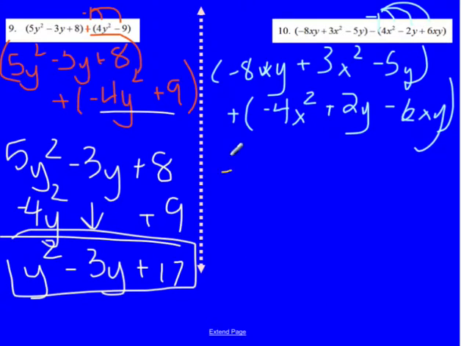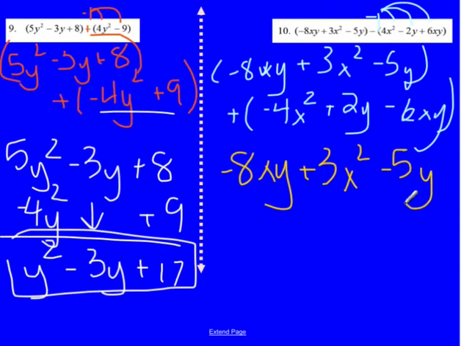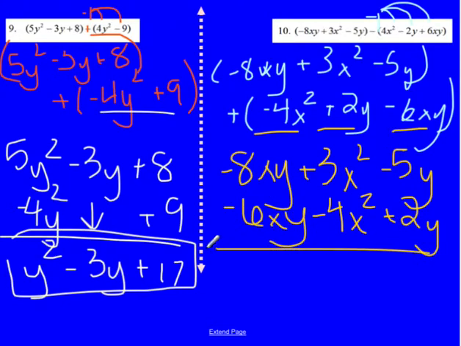So let's write out our first one. And we can't really put this one in standard form because it involves two variables, so I'm just going to write it out as is. Now I'm going to line up my columns. So I have a negative 4x squared. I'm going to put that in my x squared column. A positive 2y, I'm going to put that in my y column. And a negative 6xy, I'm going to put that in my xy column.